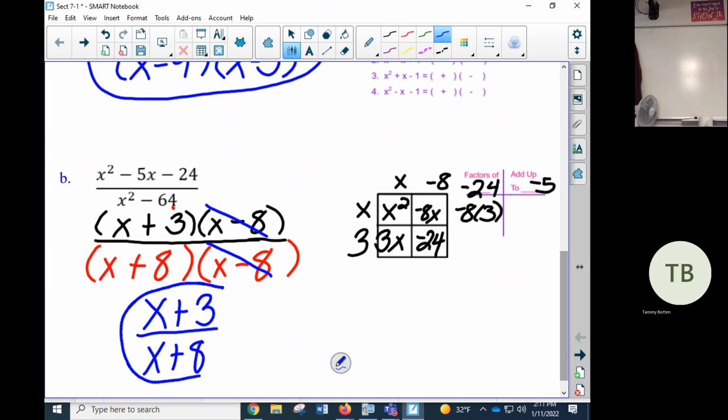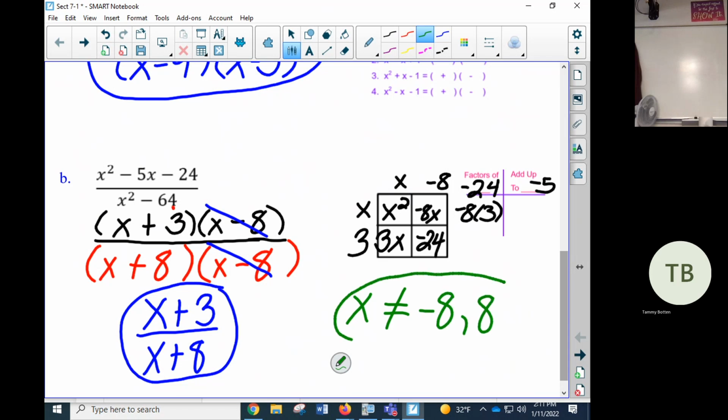Now, I just realized I forgot something. And that is, before I cross things out, I didn't say what x cannot equal. What can't x equal here? Negative 8 and 8, okay? So not all of the questions are going to ask that, just the first couple, but that's what they want for that.